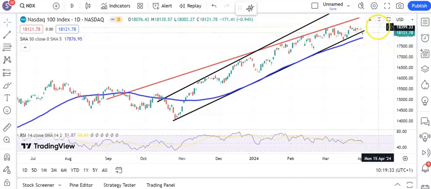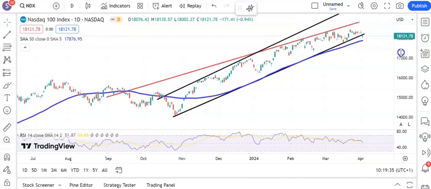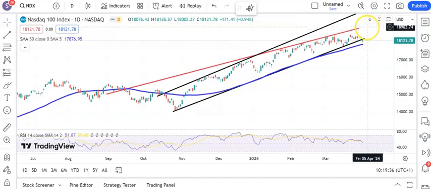If we do break higher, then we're still looking for that September resistance line projection, currently pointing to as high as 18,800 by the end of this month, but really in a range between that 50-day line and that September resistance line projection.